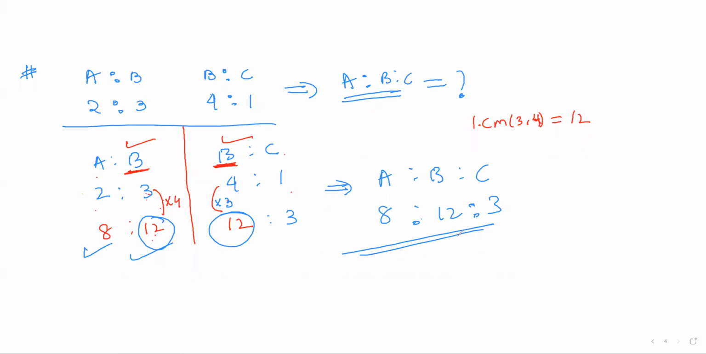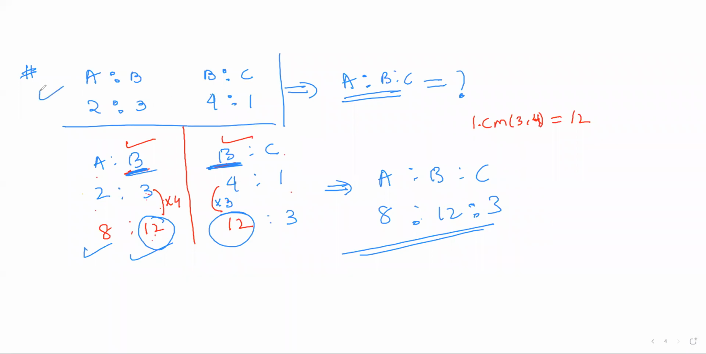Yeah, go. Any issue? So the common values you have to equalize, that's the thing we have to do. Sure, can I please explain it again about A and C?